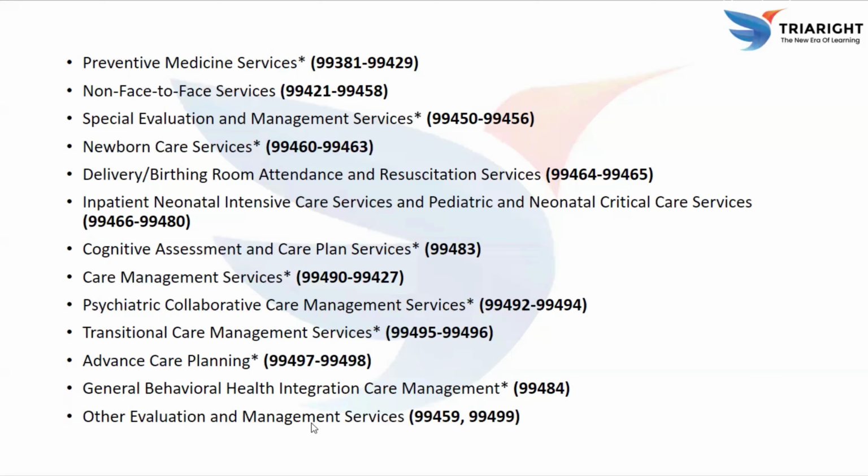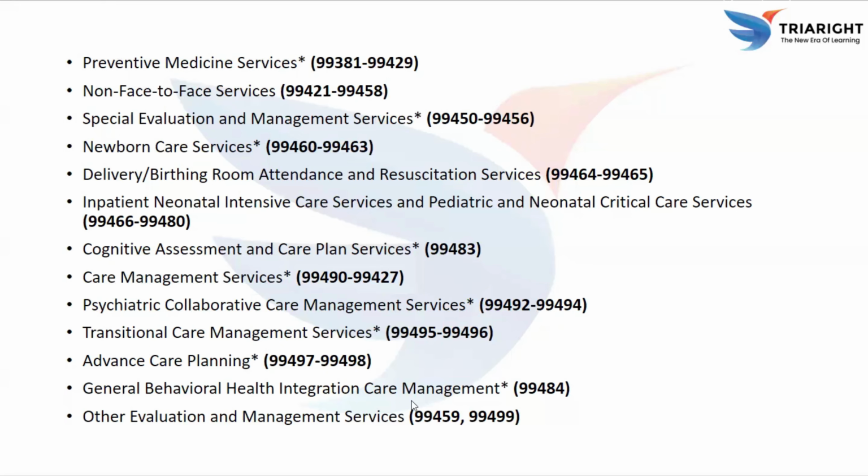And the next category is general behavioral health integration care management. The code is 99484. This is for general behavioral health care within primary care. For example, anxiety management integrated into routine care. And other E&M services are used when no specific CPT code exists. The code ranges are 99429 and 99499.